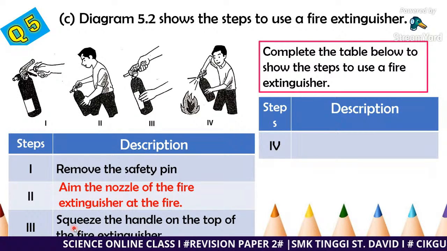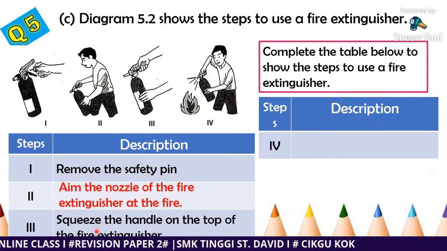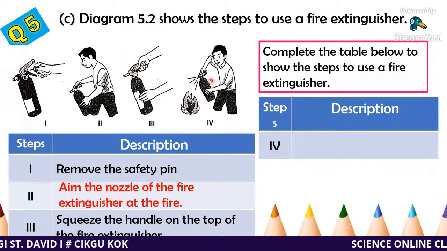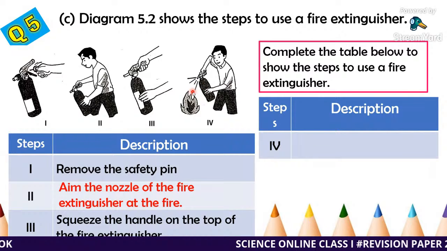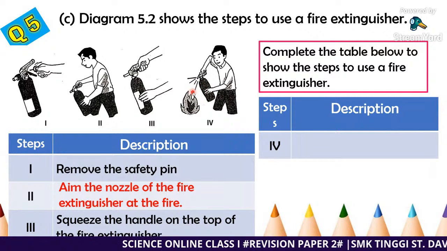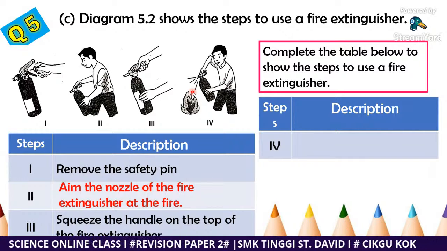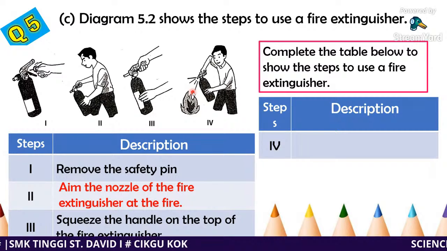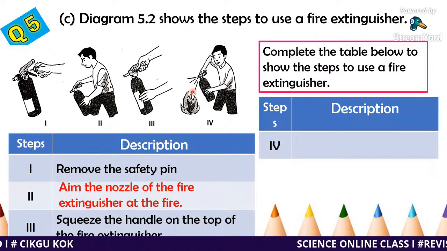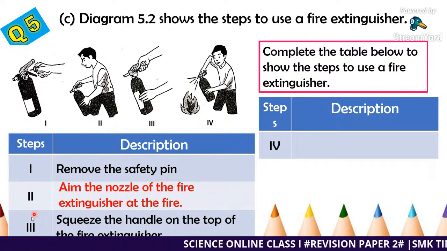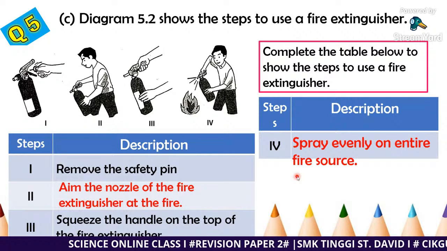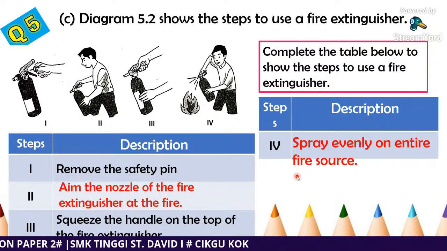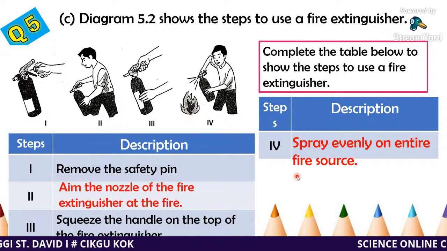Okay, number three, they squeeze the handle on the top of the fire extinguisher. Last one. When you squeeze, you must aim at the fire, right? So when you aim at the fire, you must move left and right. Don't just focus on one location. So they move evenly left and right, so finally the fire can be put out. The answer is spread evenly over the entire fire source. You need to spray left and right, up and down like this. Don't just aim at one location.